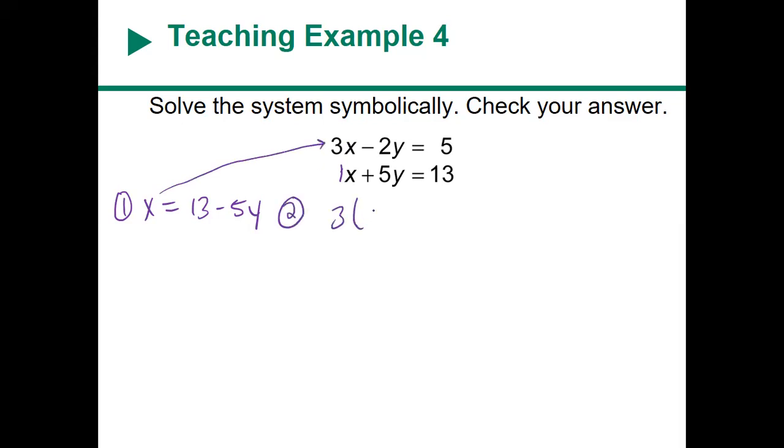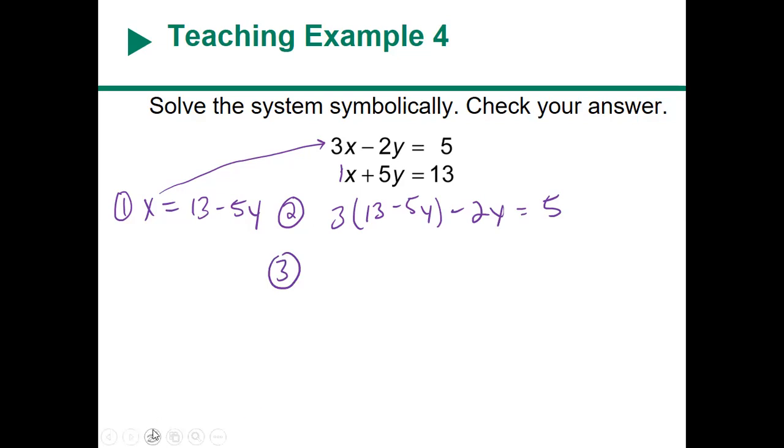So 3 times 13 minus 5y minus 2y equals 5. Yes. Still. All right. Now you're at step 3. Step 3, you're going to solve for that variable. So we distribute, combine, isolate. Distribute, combine, isolate. Got it?